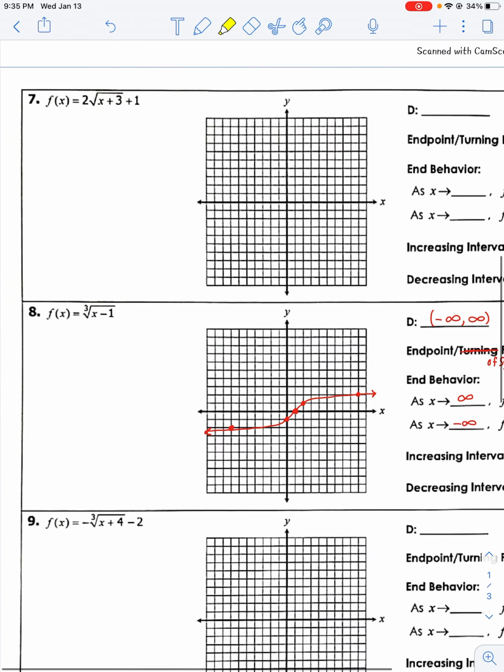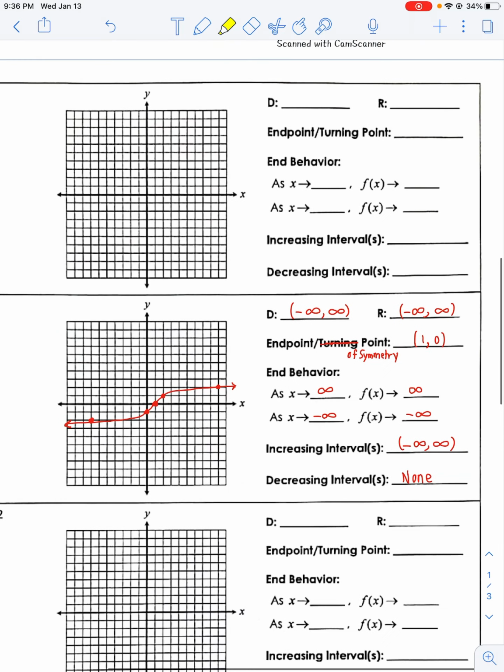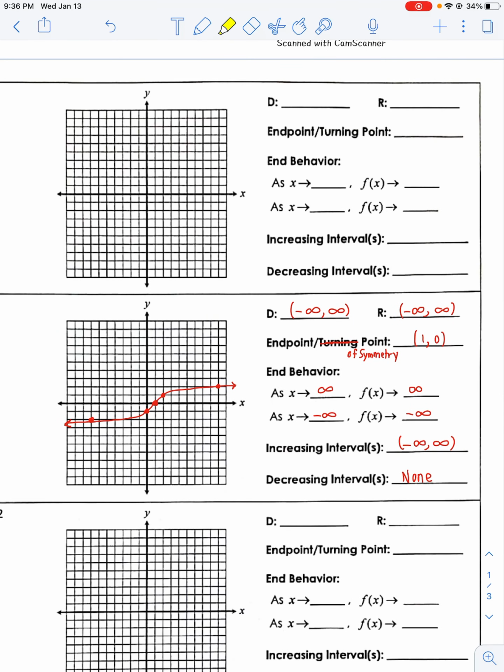But anyways, as you notice here, if you look at this -1 inside, that means it shifted right 1. There is no vertical shift, so there's where your point of symmetry ended up, correct? And then, of course, with your graph, picking a few more points, you were able to graph hopefully the same that I graphed. And here are all the values. Domain and range are both negative to positive infinity, just like we talked about yesterday and the day before. The end behaviors are pretty straightforward.